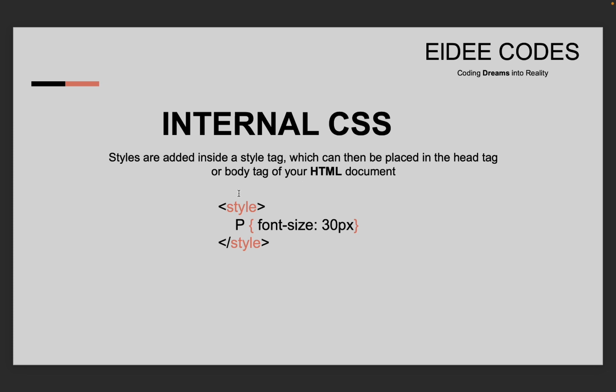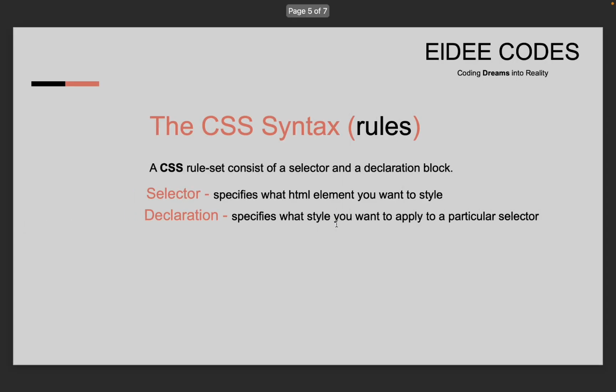This is an example of how it looks. Your style tag, your selector, and your declaration. Then again, there is also an important thing we need to note when we want to write internal CSS: the CSS syntax rule. The CSS syntax rule set consists of a selector and a declaration block. So what is a selector? A selector specifies what HTML element you want to style.